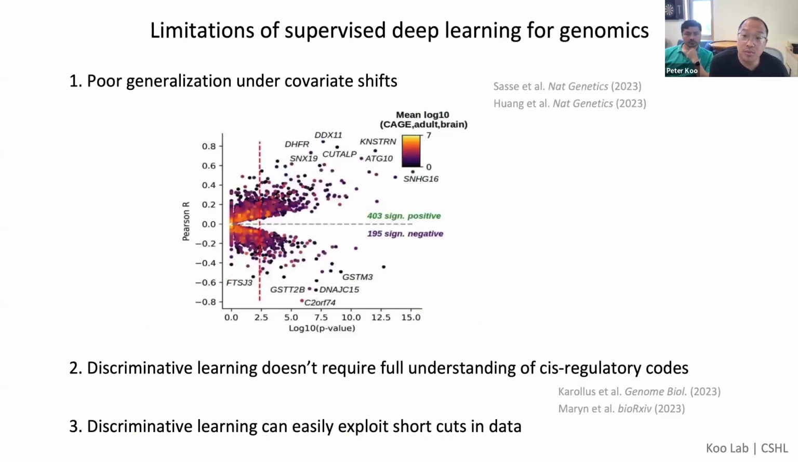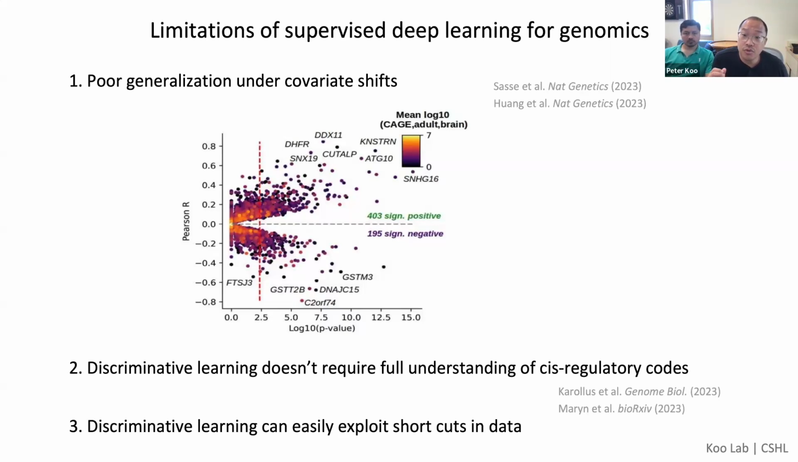Now, while these supervised models have proven to be quite powerful, they also have serious limitations. For instance, they have been found to generalize poorly under covariate shifts. It's been shown that state-of-the-art models right now can give incorrect predictions when introducing just a few mutations, such as population-level genetic variability.